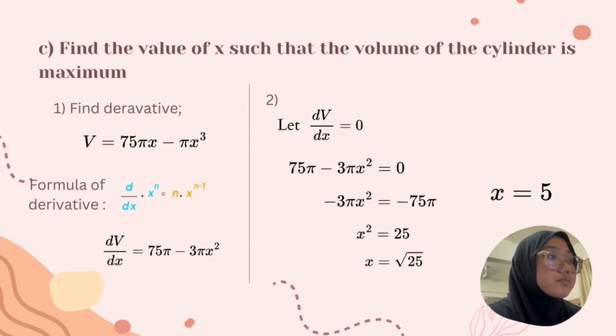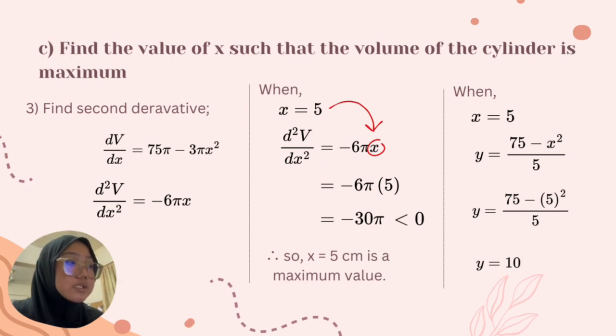Next, we let dV/dx equal 0. We solve it. So we bring the 75π to the right side, and it will be negative 75π. And then we divide by the negative 3π, and it will be x² equals 25. We only need the value of x, so we bring the power of 2 to the right side. It will be x equals the square root of 25. So the value of x will be 5.